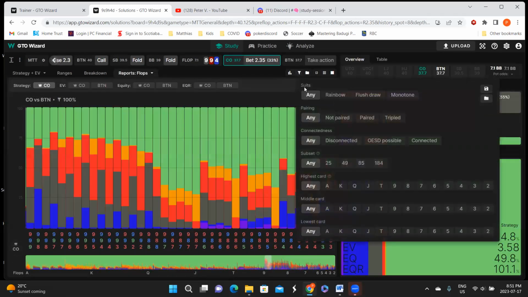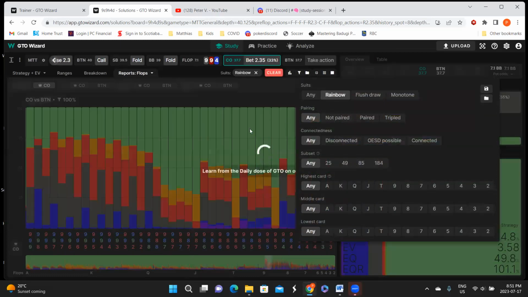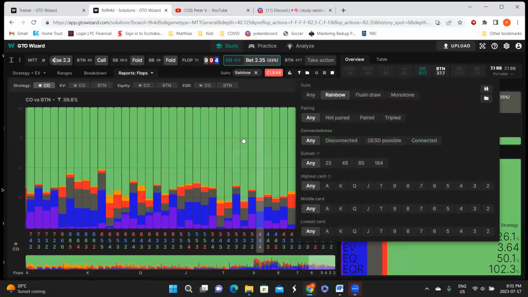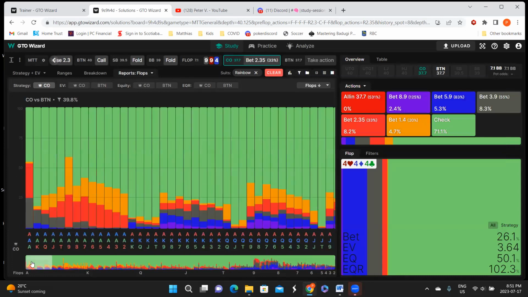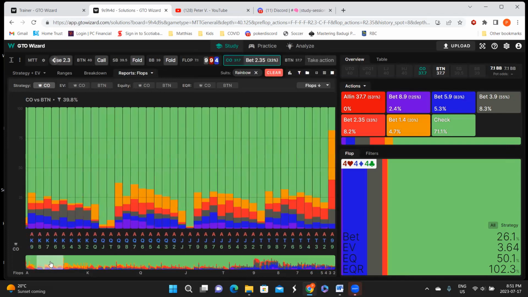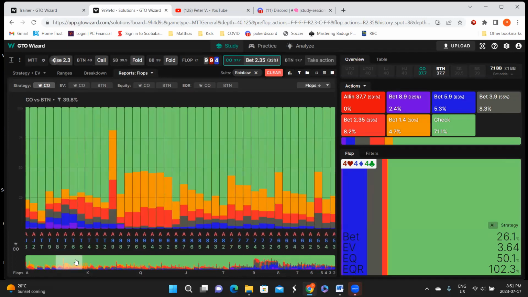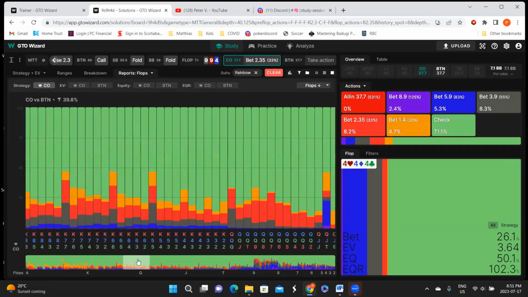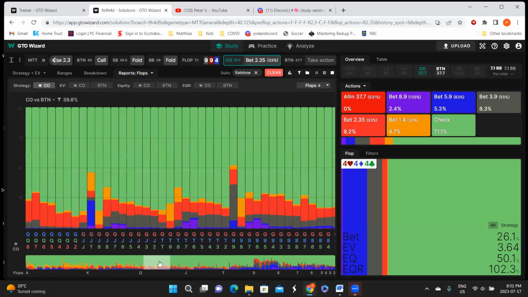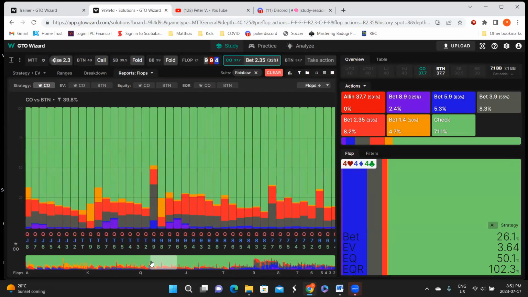And not just the paired boards, but we're going to look at the rainbow effect. So for the out of position player, the cutoff, we see a lot of checking. Green is checks. So on the ace high boards, there's a lot of checks. On the king high board, there's going to be a little bit less, a little bit more betting, right?